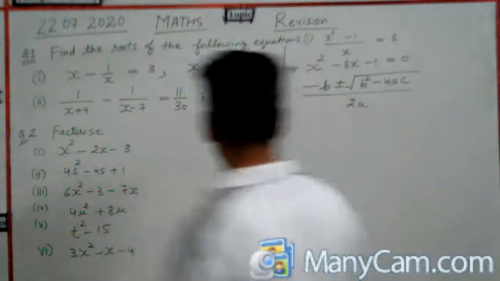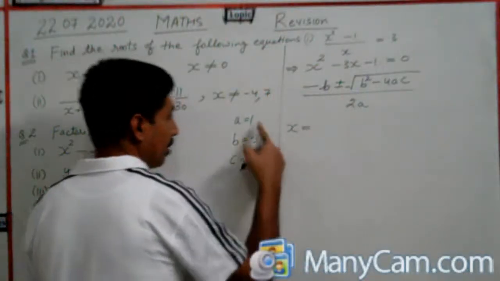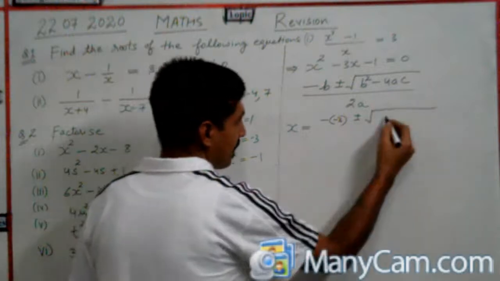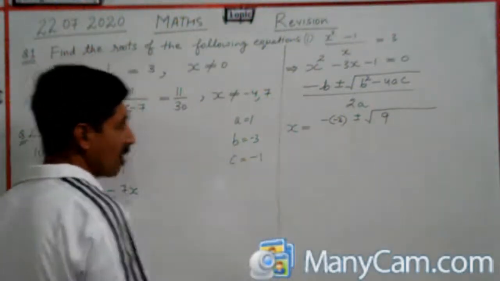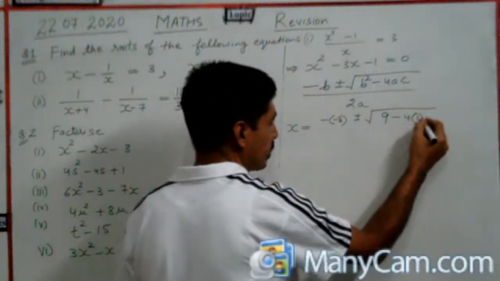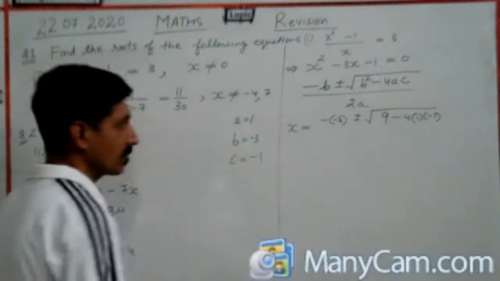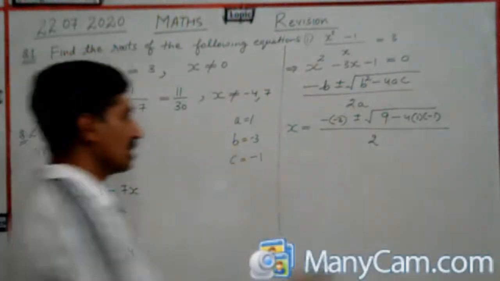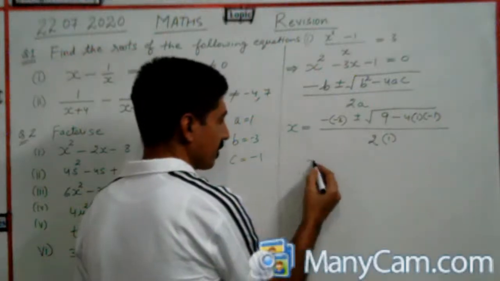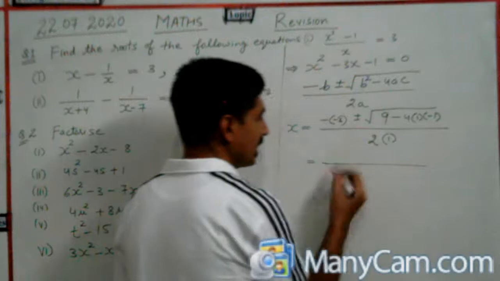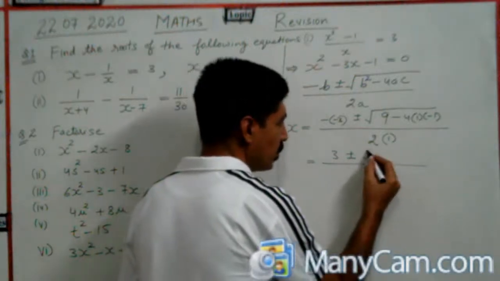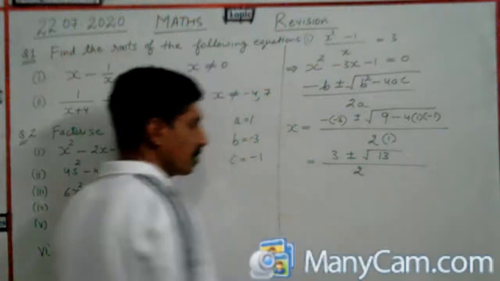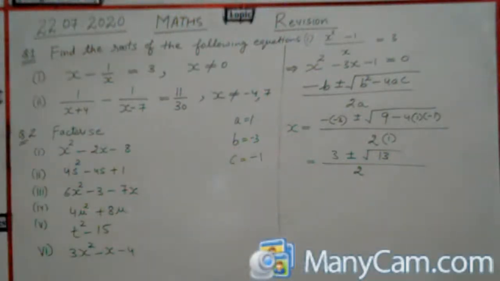So here the two values of x: minus of b, minus 3 will become plus, so here 3 plus minus under root b square is 9, minus of 4ac, minus of 4, a is 1, c is minus 1, divided by 2a, which is 2 only since a is 1. So we have the two values of x, they are 3 plus minus under root 9 plus 4, that is 13, divided by 2.